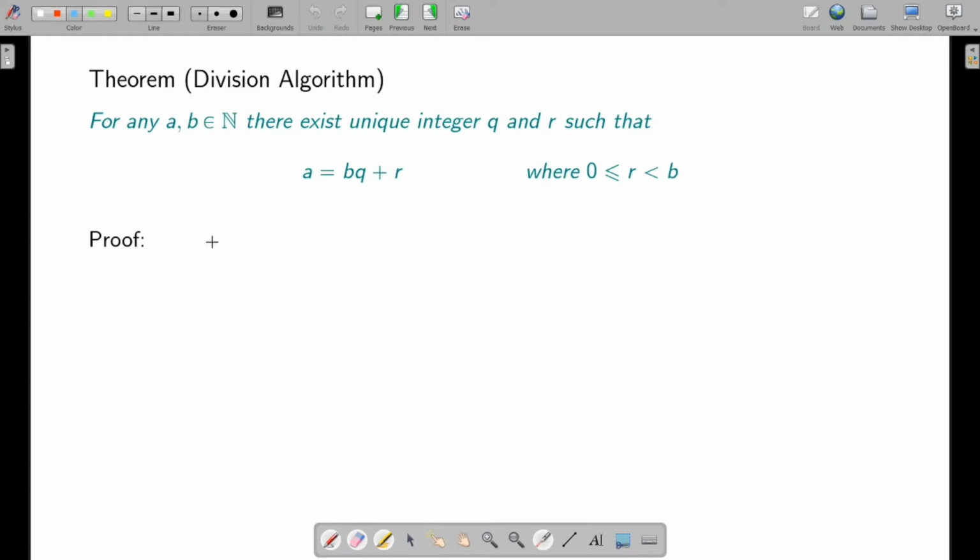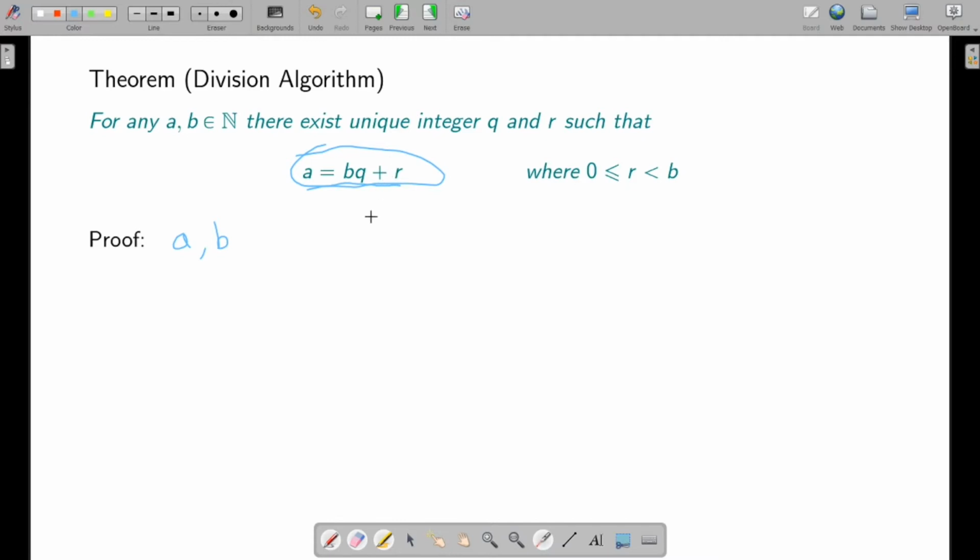So the division algorithm is: if you give me two integers, say a and b, two natural numbers, we are considering natural numbers, though this can be done for integers also, where b is positive, then I can write a as bq plus r, where r lies between 0 and b. And this way of writing a as bq plus r is unique.